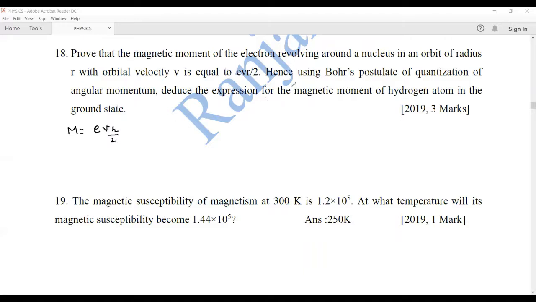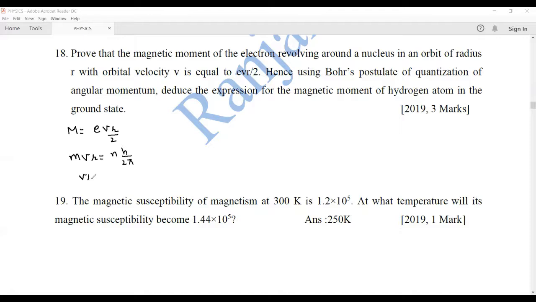Now, using Bohr's postulate of quantization of angular momentum, deduce the expression for the magnetic moment of hydrogen atom in the ground state. This also we have derived along with this. Okay, now let's do it once again. We know that according to Bohr's theory, the angular momentum of an electron revolving in a stationary orbit should be equal to an integral multiple of h by 2 pi.